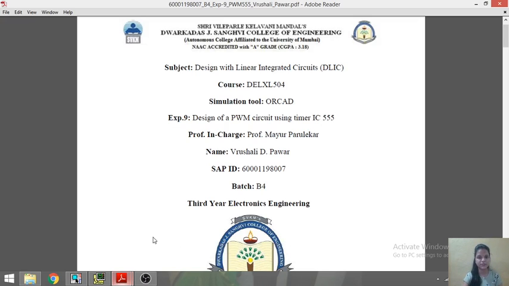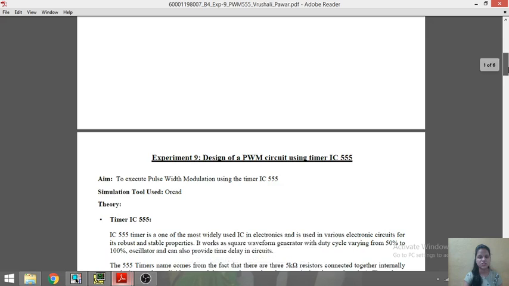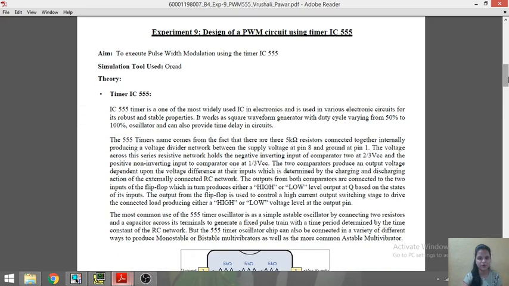Today I am here to explain experiment number 9, that is, design of a PWM circuit using a timer IC 555. The simulation tool which I use here is OrCAD. The aim of this experiment is to execute pulse width modulation using a timer IC 555. The next is the theory about the 555 timer IC.